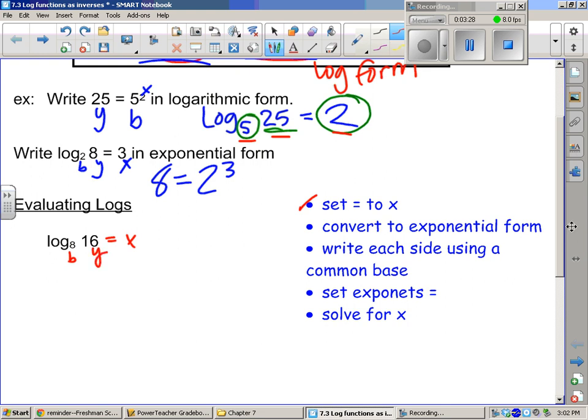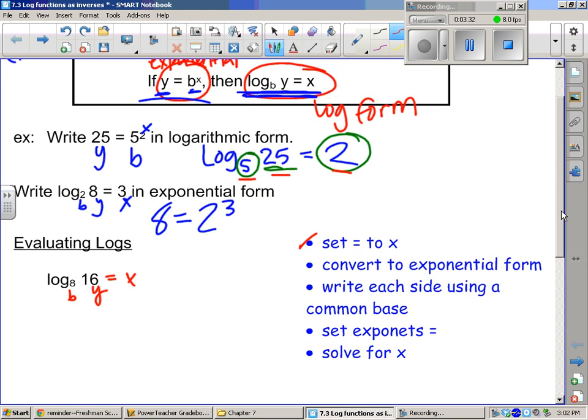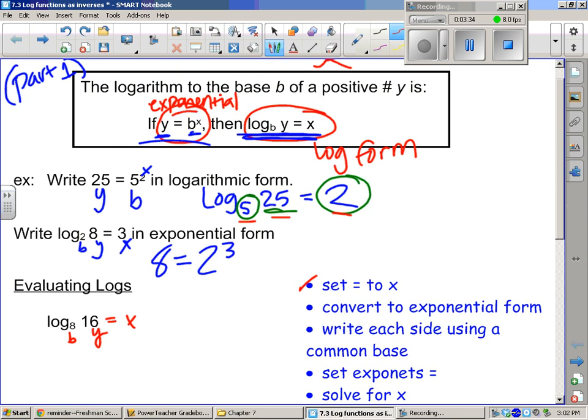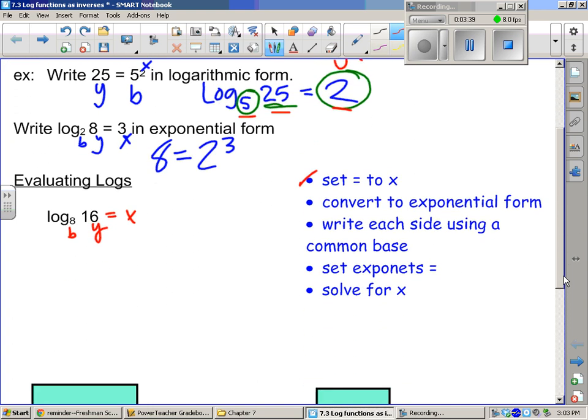Okay, so now we're going to switch it back to our other form, up higher. There you go. We're going to switch it to this one and solve it that way, because we know exponents, we don't know logs very well. So we take base b, which is our 8, raise it to the exponent x, and set it equal to the y part.